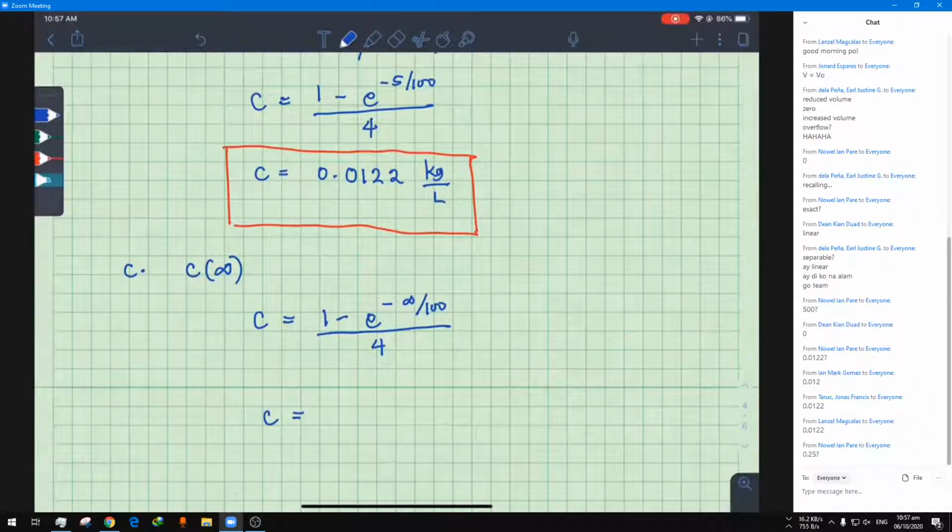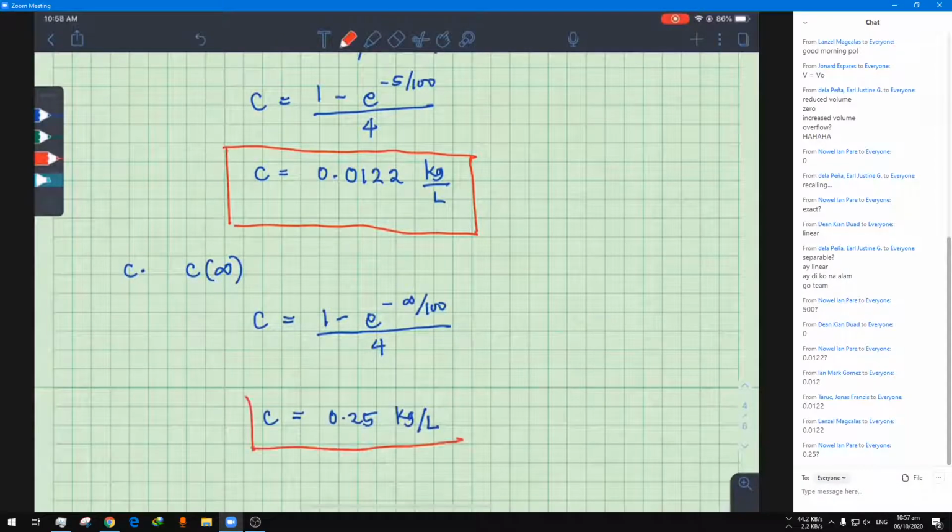So ano yung mangyayari dun sa concentration niya? That is 0.25 kilograms per liter. So what can you see here? So what is the 0.25 kilograms per liter? Where is it equal?